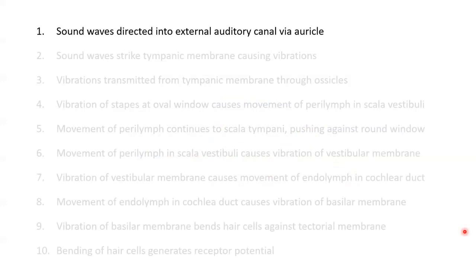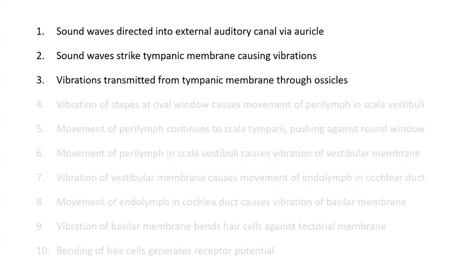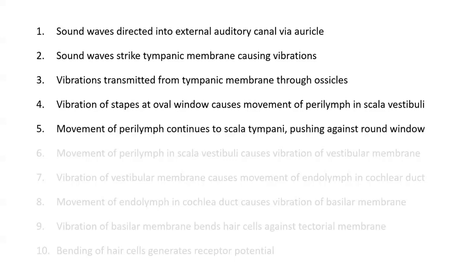So putting all of that together in a written summary, sound waves are directed into the external auditory canal via the auricle. Sound waves strike the tympanic membrane, causing vibrations. Vibrations are transmitted from the tympanic membrane through the ossicles. They amplify by up to 20 times through the ossicles. Vibration of the stapes, which is that last ossicle bone at the oval window, causes movement of perilymph in the scala vestibuli. Movement of perilymph continues to the scala tympani, which now pushes up against the membrane of the round window.